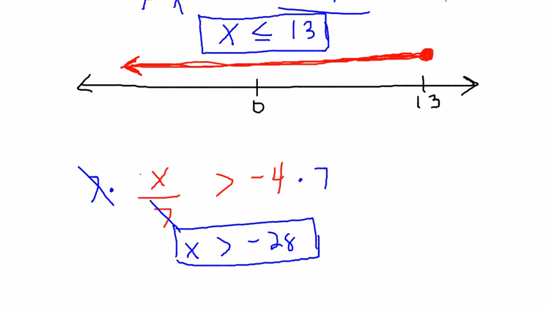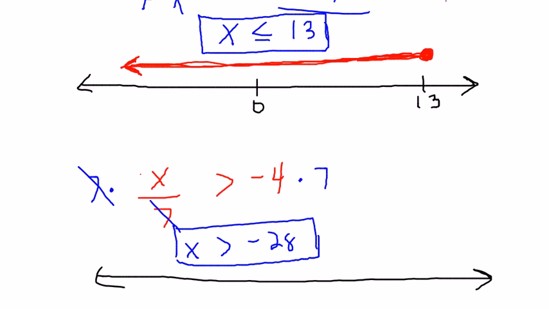And if we were to graph this on a number line, it would look like this. Right? If 0 were here, negative 28 would be about here. And because this is a greater than solution, not greater than or equal to, x is greater than negative 28, meaning negative 28 is not part of our solution, right? X cannot be negative 28. So we will use an open circle above negative 28. And because we want the numbers larger than negative 28, we will draw an arrow to the right.